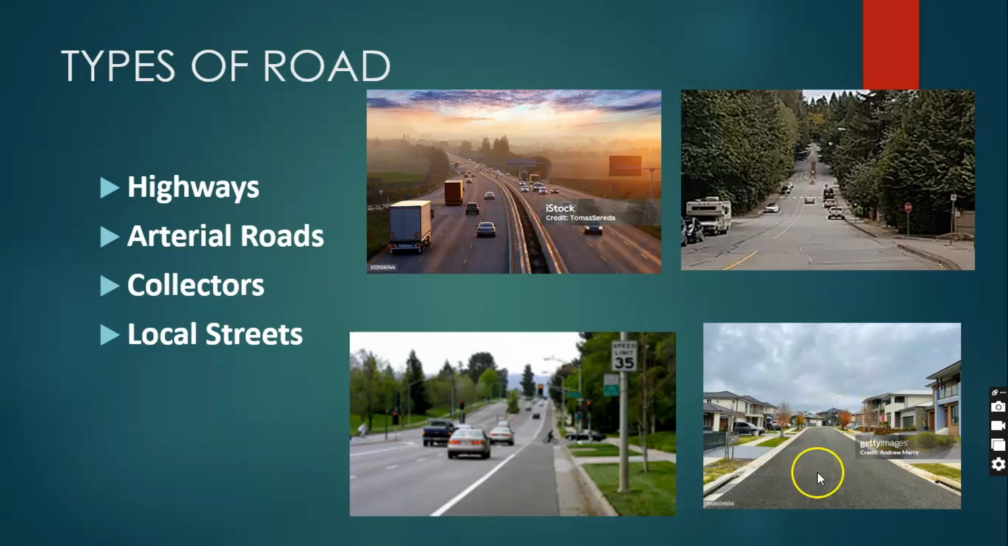So that means when there is a movement of traffic from the local street, it moves from the local streets to the collectors, and then from the collectors to the arterial roads, and from the arterial roads to the highway.